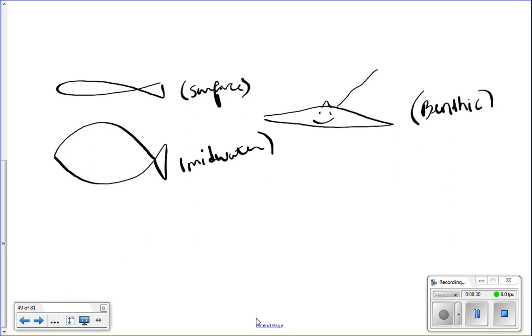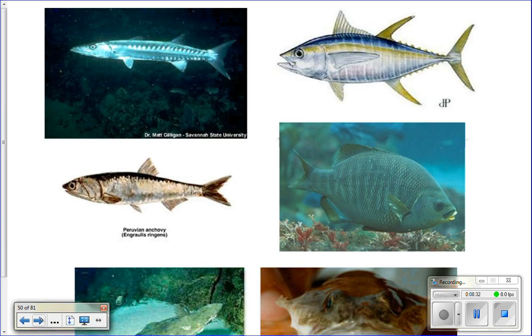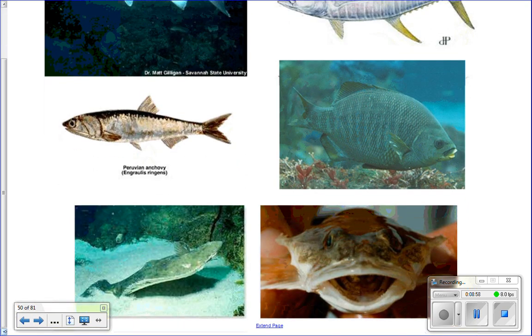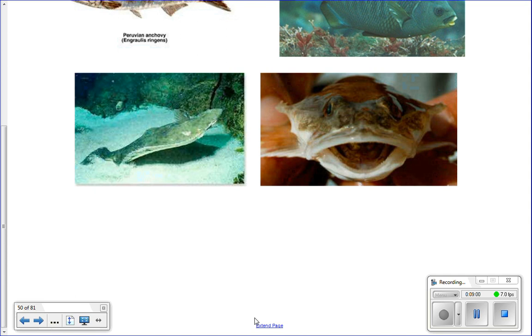Got it? Yeah? Okay. All right, so here's some pictures of actual fish to help you see this in real life. So here you've got a barracuda, okay, and an anchovy so that you can see the long, skinny torpedo shape. Here's the football-shaped fish. So this would be a yellowfin tuna, okay, and then here's another football-shaped fish. Okay, and then the benthic fish, dorsoventrally flattened down here. Yeah? Okay, so that's what they look like.